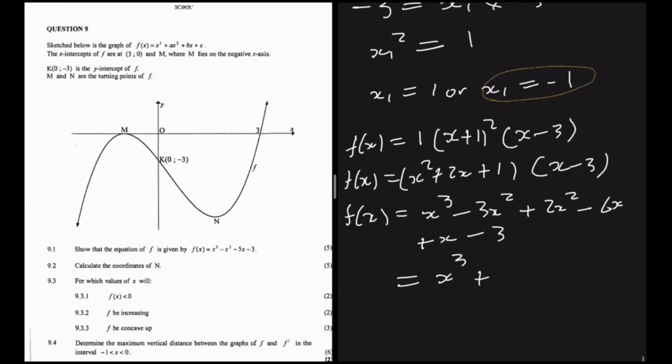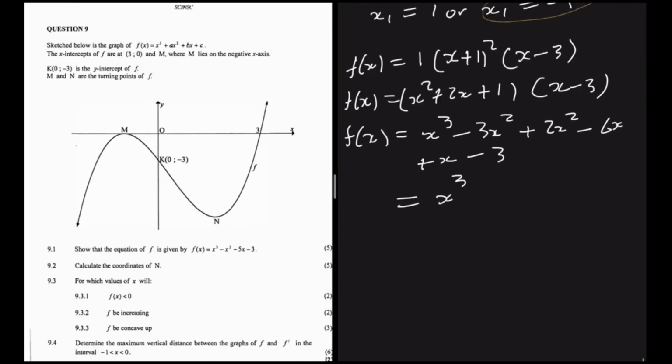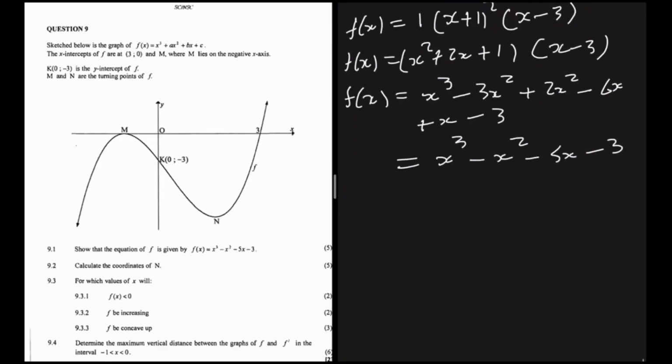Actually, that will be x cubed minus x squared minus 5x minus 3. So now our a equals minus 1, our b equals minus 5, and our c equals minus 3. And the equation is exactly what we're supposed to show.